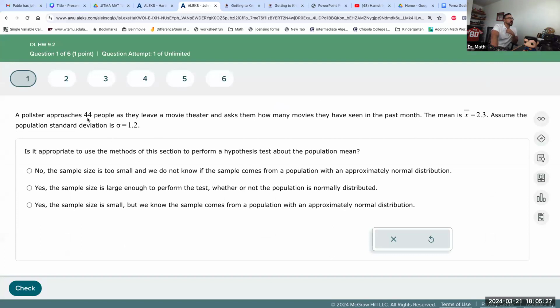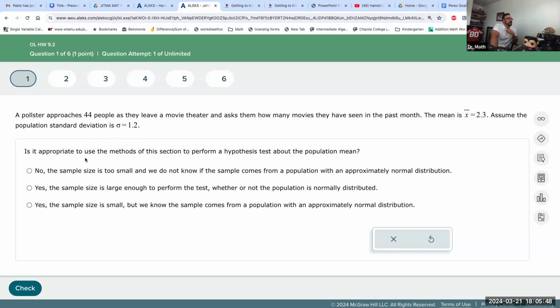A poster approaches 44 people. Good, we have more than 30. As they leave a movie theater, he asks them how many movies they have seen in the past month. So the mean is 2.3. Assume the population standard deviation, sigma, is 1.2.